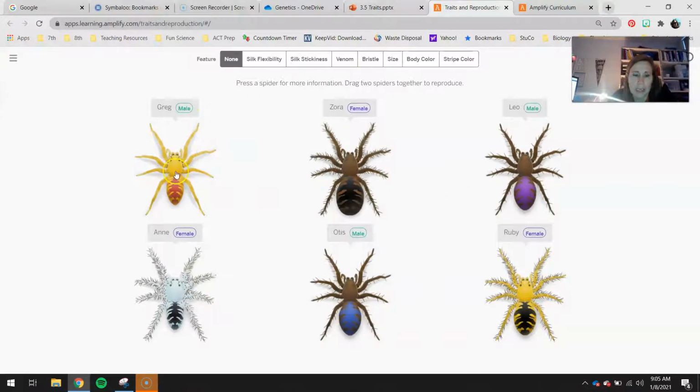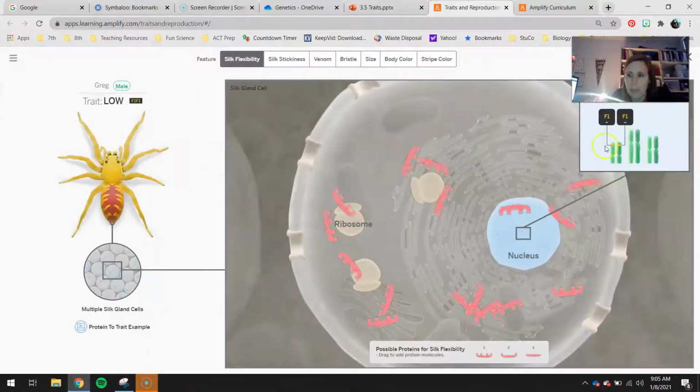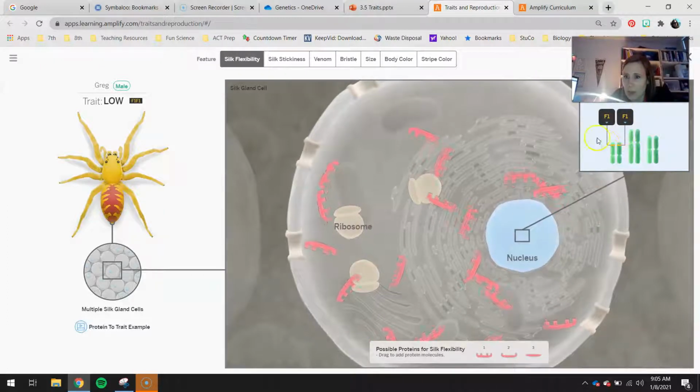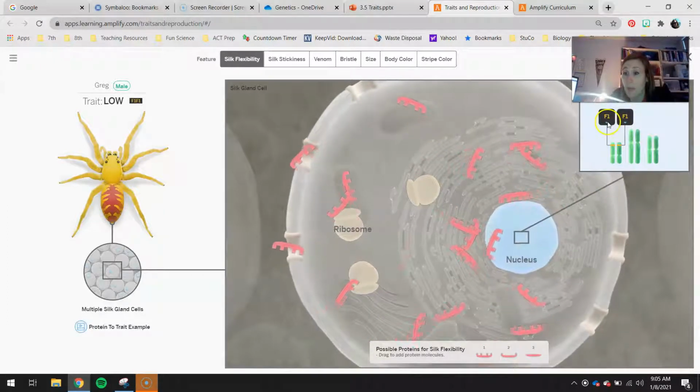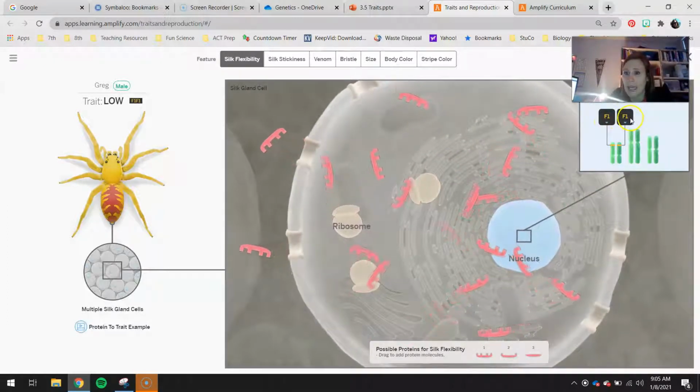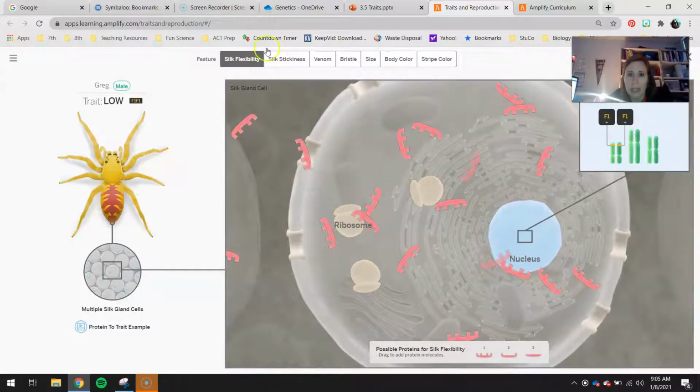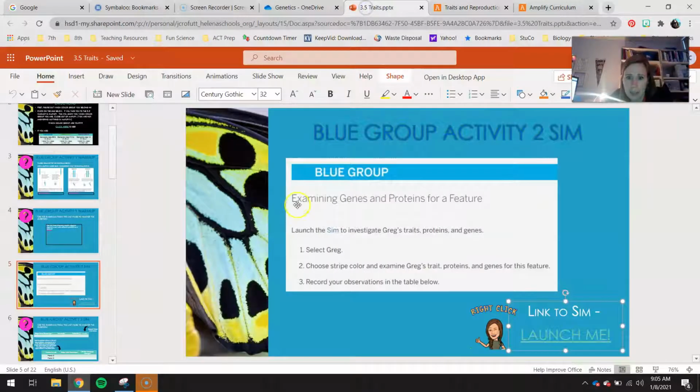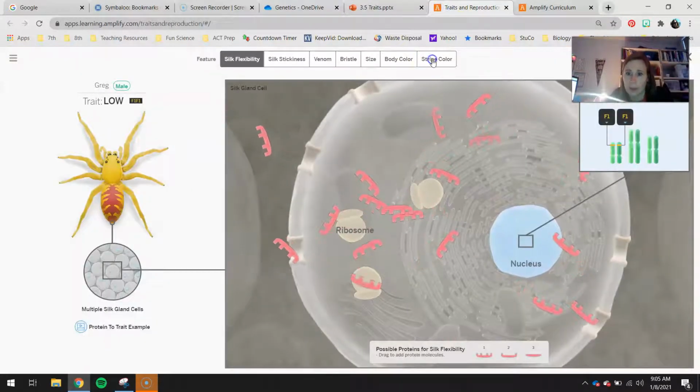So I opened up my table. Here is Gregory. Okay, looks like Gregory has the genotype F1F1, so he must have gotten an F1 from mom and an F2 from dad for whatever trait we're looking at. In this case, does it tell us stripe color? So we need to change him to stripe color.